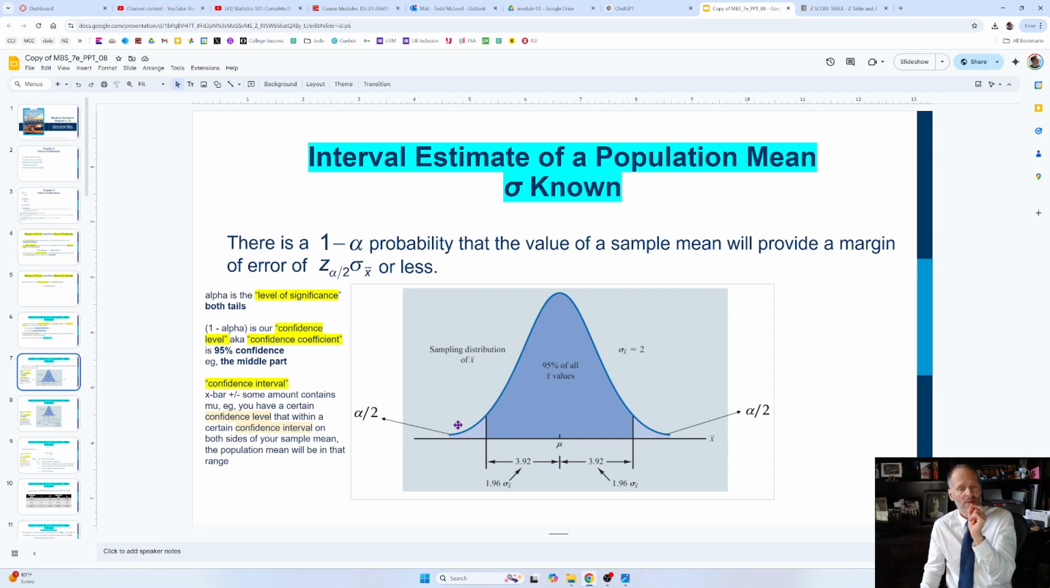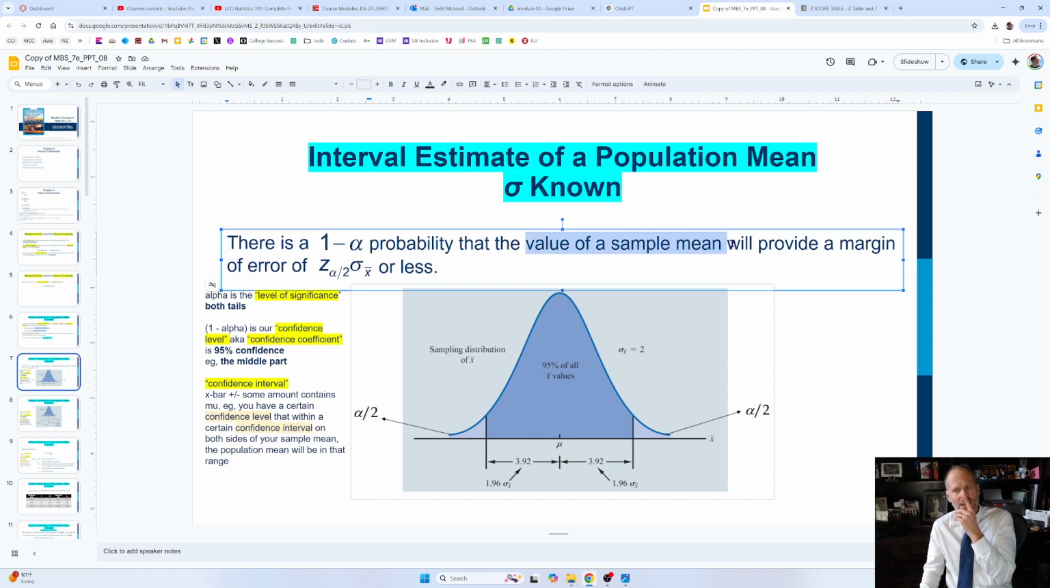And we split that 5% between each tail, right? There could be a 2.5% chance that it's here and a 2.5% chance that it's here. By that I mean that the population parameter, for example, the population mean, is here or here as opposed to in here. Okay? So now, knowing that, there's a 1 minus alpha probability that the value of a sample mean will provide a margin of error of this or less. So this is how we calculate it.